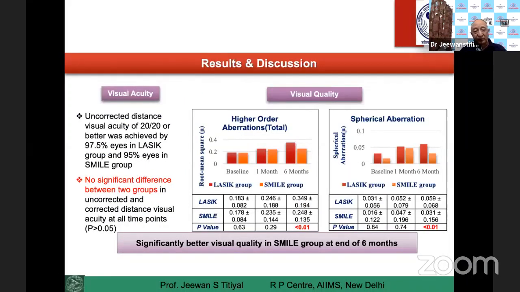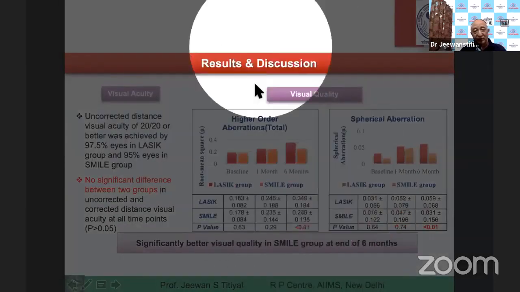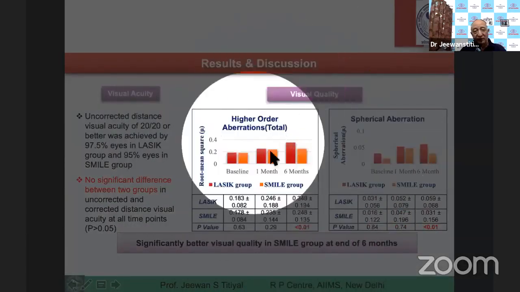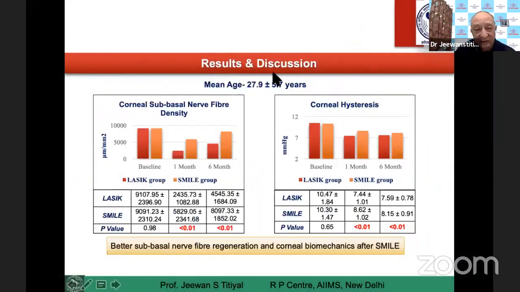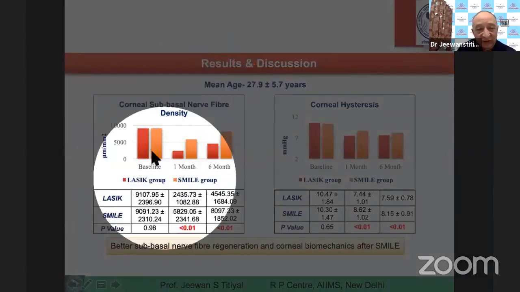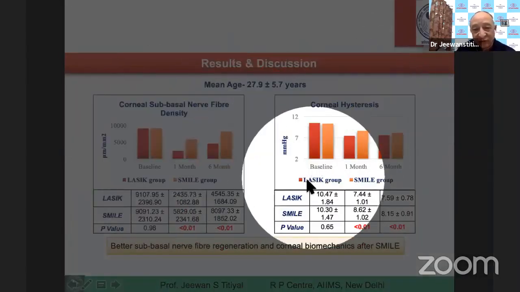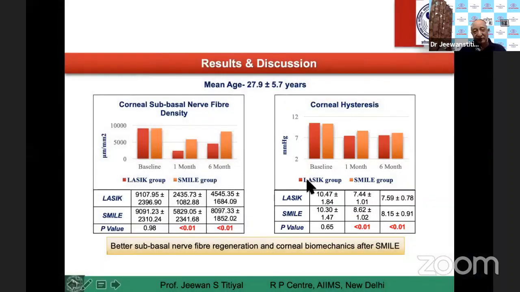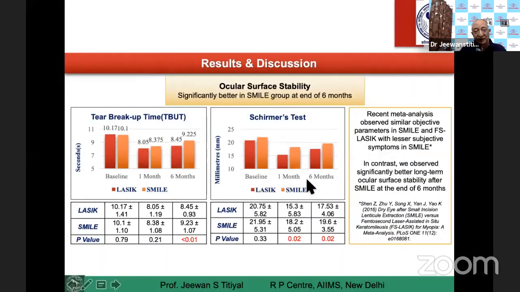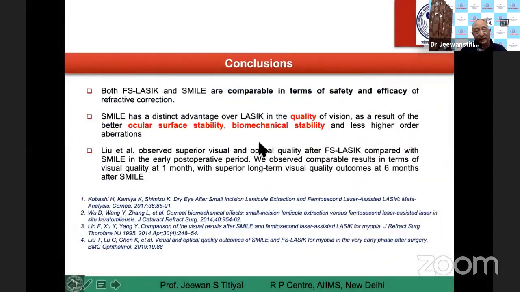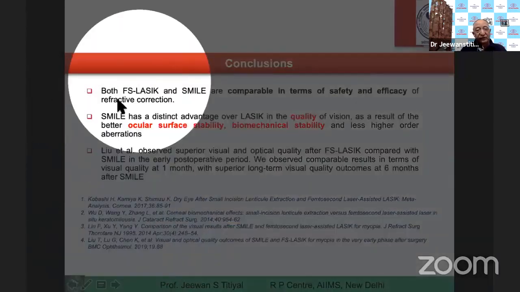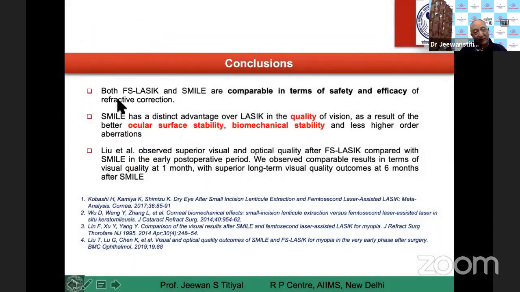We found there was a significant difference in the SMILE group. They had lesser higher order aberrations than our patients with femtosecond LASIK. Same thing, we had a better corneal nerve fiber density in SMILE. Corneal hysteresis was less in LASIK patients compared to SMILE. And ocular surface stability, looking at tear breakup time and Schirmer's, was better in SMILE patients. So our study had similar results to the literature. You can see the literature showing similar results: femtosecond LASIK is better than microkeratome LASIK, but SMILE outperforms femtosecond LASIK.